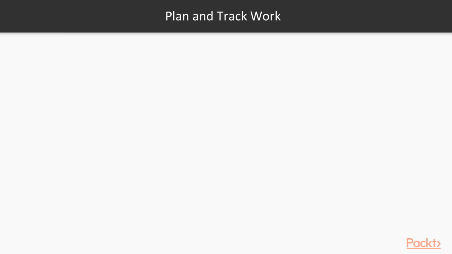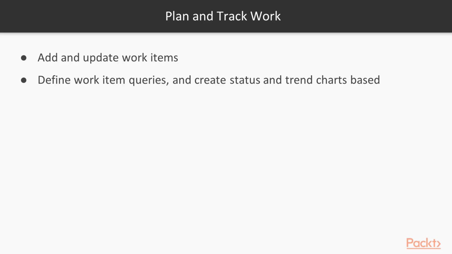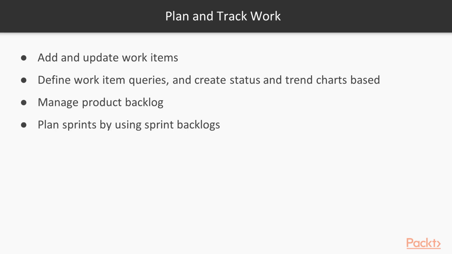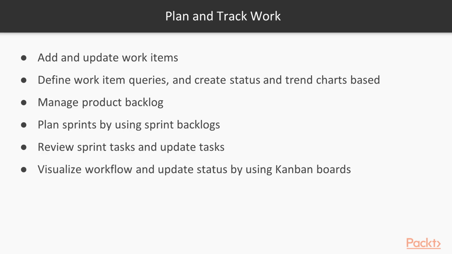The next module is plan and track work. From work, you can gain access to agile tools that support planning and tracking. You can add and update work items, define work item queries, create status and trend charts based on those queries, manage your product backlog, plan sprints by using sprint backlogs, and then review sprint tasks and update tasks through the task boards. And you can visualize the entire workflow and update the status by using Kanban boards. You can also manage portfolios by grouping stories under features and grouping features under epics.